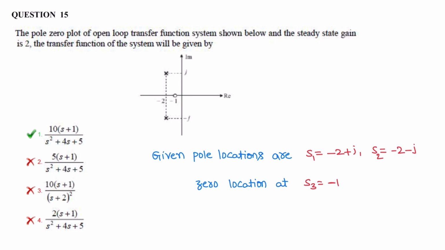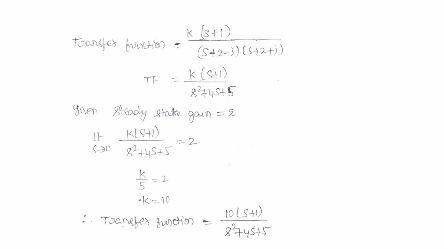So from this, the transfer function is K into (S plus 1) by (S plus 2 minus j)(S plus 2 plus j). So from this, the transfer function is K into (S plus 1) by (S square plus 4S plus 5). Also given the steady state gain is 2. So limit S tends to 0 of the transfer function is equal to 2. On substitution, we get the value of K is 10.